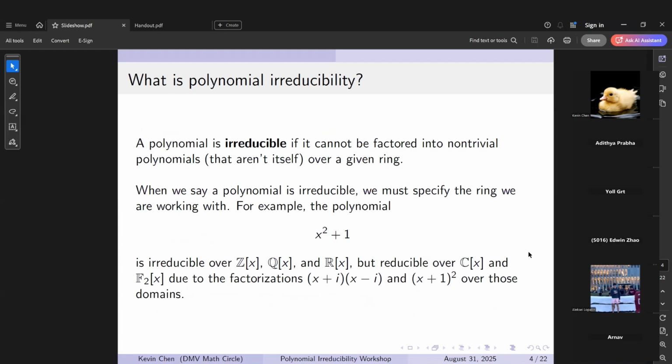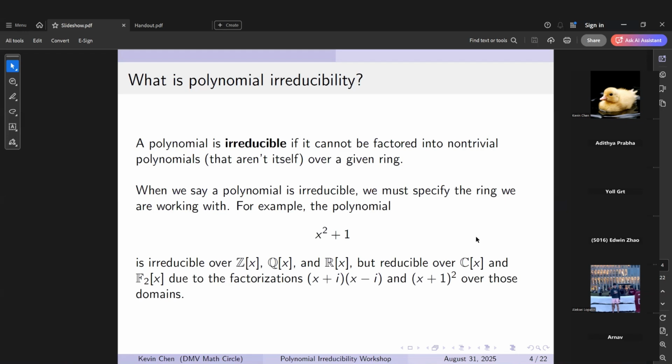What is polynomial irreducibility? We call a polynomial irreducible if it can't be factored into non-trivial polynomials. That means the two polynomials that it can be factored into have to be itself, over some given ring. It's kind of similar to prime numbers, which can only be factored into one and themselves. And for polynomials, they can only be factored into one and themselves, or negative one and the negative version of themselves.